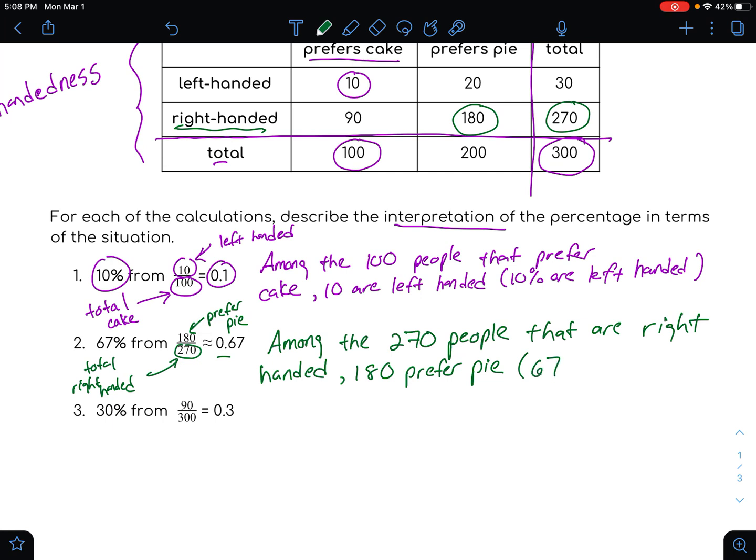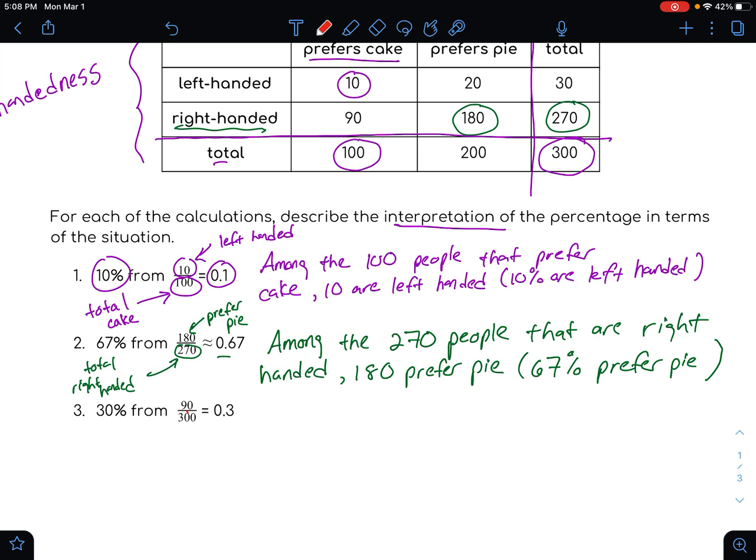So 67% prefer pi of that group. Okay. And then our last one here, 30% from 90 divided by 300 equals 3/10 or 0.3.